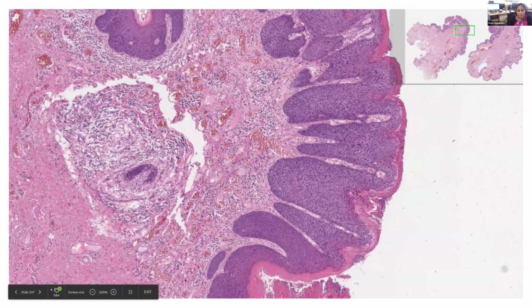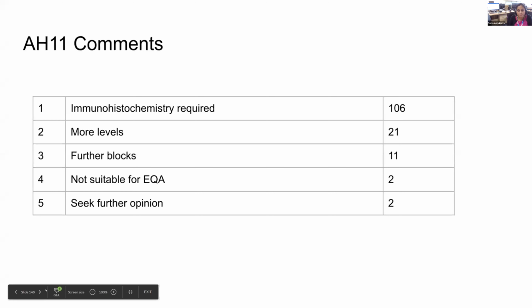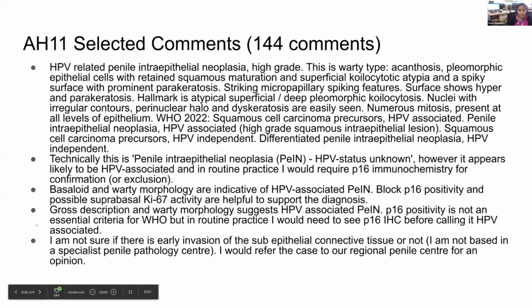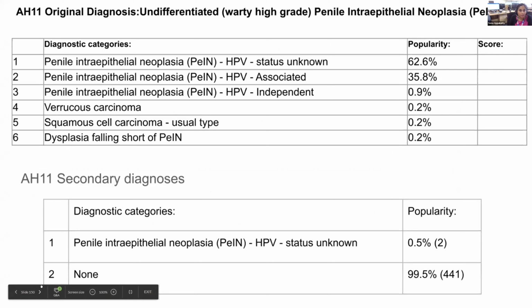Again, we saw in the low power, people wanted to do levels to get it better. More than 100 of us wanted immunohistochemistry, quite understandable. So people described the lesion, said they needed P16, and morphologically they think it is HPV associated, and wanted levels. So these were most of the written comments. I did try to contact the original submitting pathologist, but unfortunately they have retired, and so I can't give you the answer of what the P16 is.